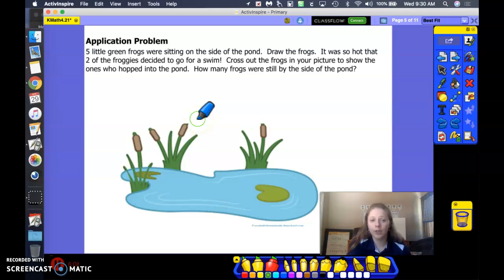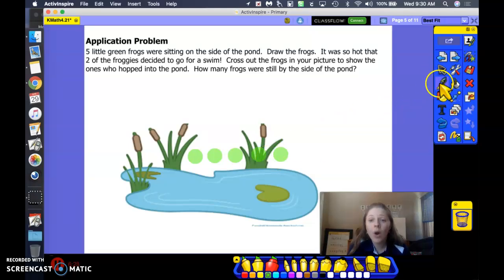5 little frogs were sitting on the side of the pond. So go ahead and draw me 5 circles. Remember, we can draw it the 5 group way. 1, 2, 3, 4, 5. It was so hot. Make sure you have those 5 frogs lined up on the pond.